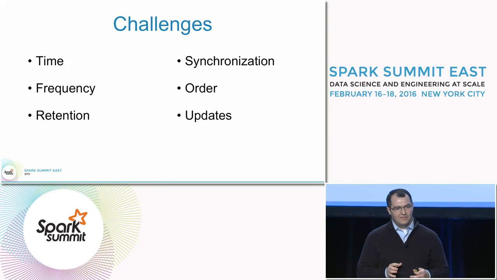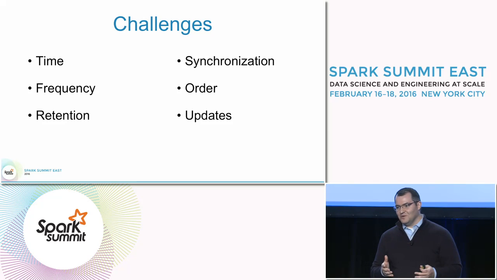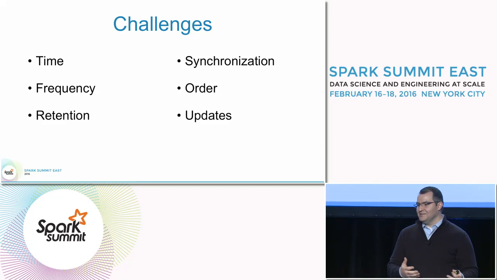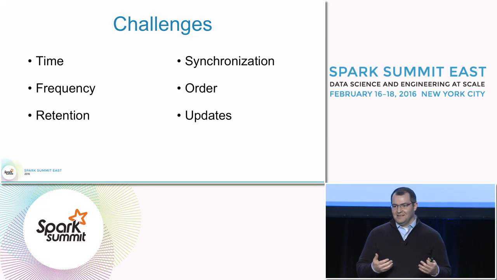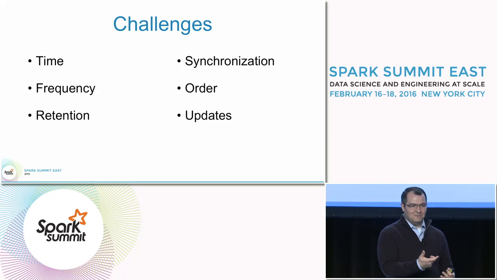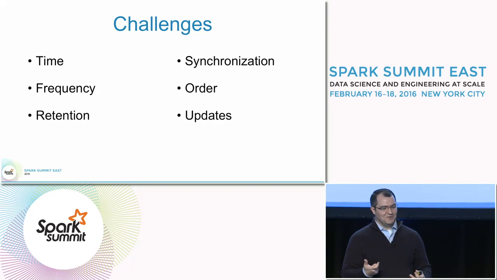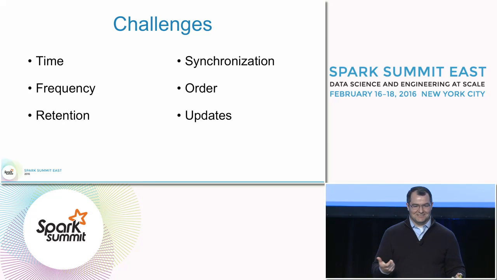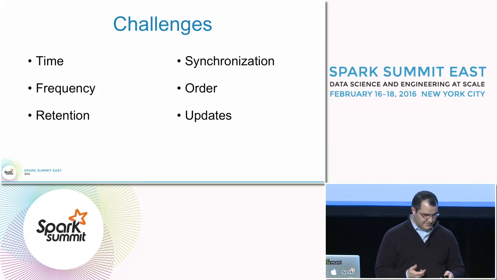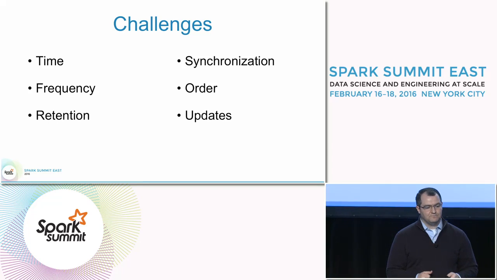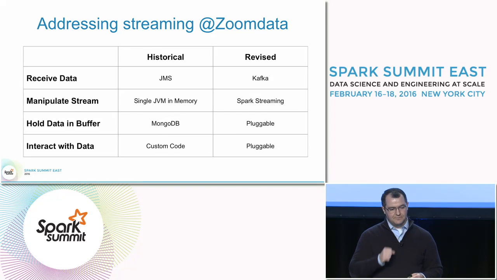And then one of the biggest issues with any kind of stream or data movement is restatements. Is every item or every event unique and individual? Or am I getting in the data some update to an existing event, and I need to be able to handle that and deal with that appropriately? These are some of the challenges that we have to deal with at Zoom Data with regard to streaming.